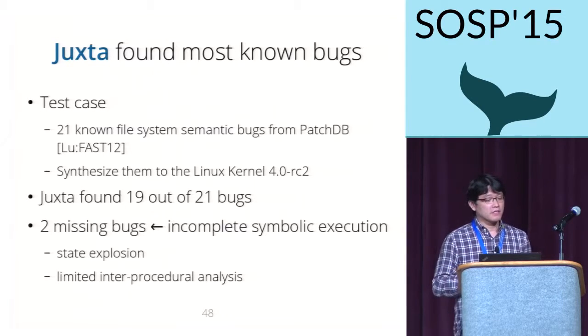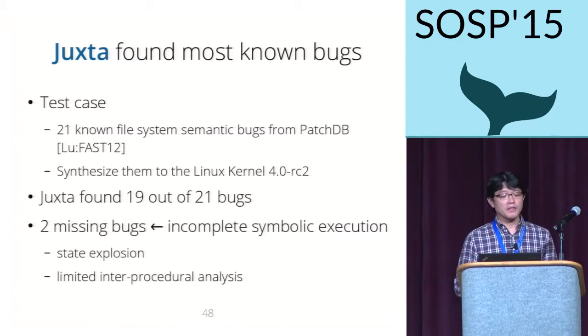In order to test Juxta's completeness, we synthesized 21 known file system bugs into our testing kernel to see whether Juxta can find all of them or not. In fact, Juxta found 19 out of 21 bugs. Juxta missed the 2 bugs because of the incompleteness of our symbolic execution.